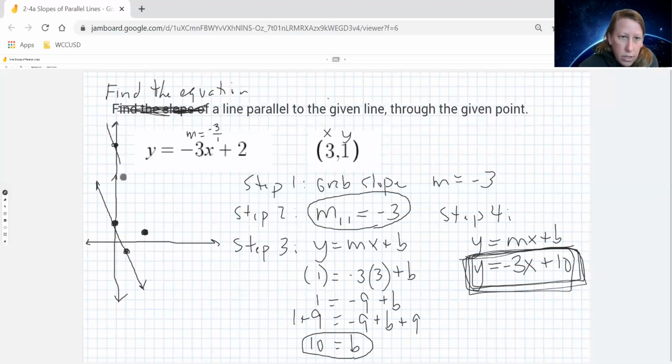And if I draw it, it looks pretty good. 1, 2, 3, 4, 5, 6, 7, 8, 9, 10. Perfect.